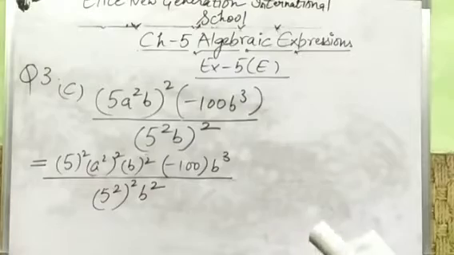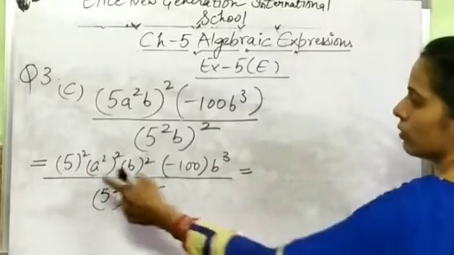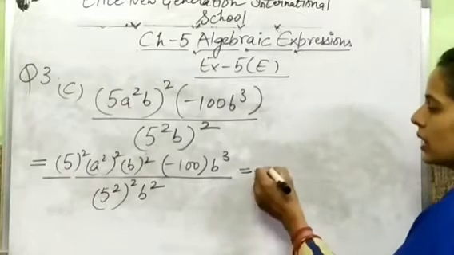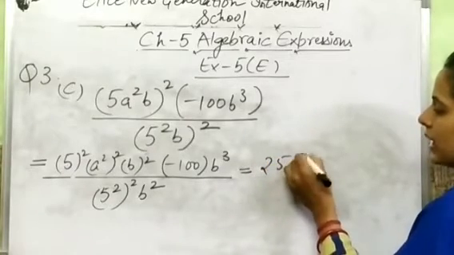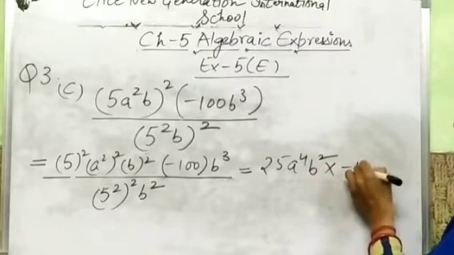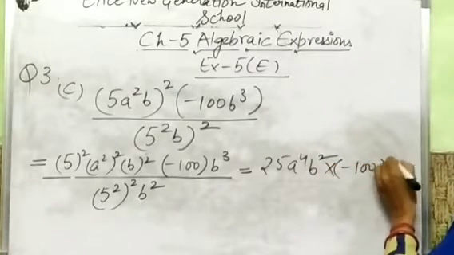Yes. Now let's solve it. 5 to the power 2 means we are multiplying 5 two times, so what we get? 5 5s are 25. And from this side, a to the power 4 and b to the power 2. Okay, multiply by minus 100 and b to the power 3.